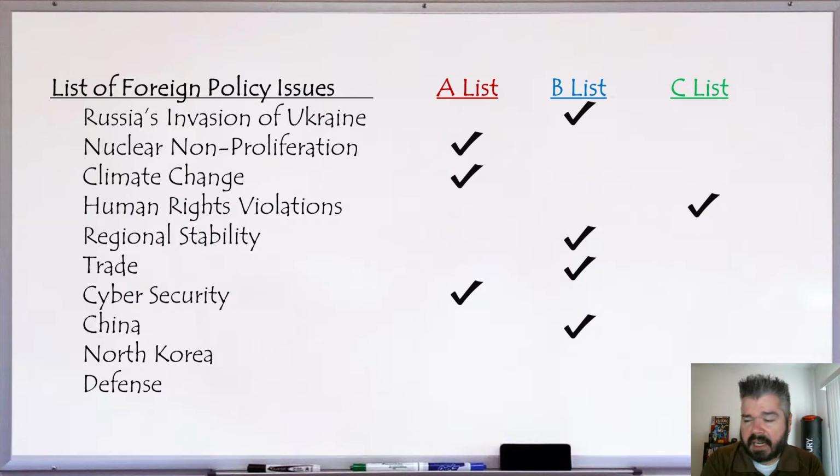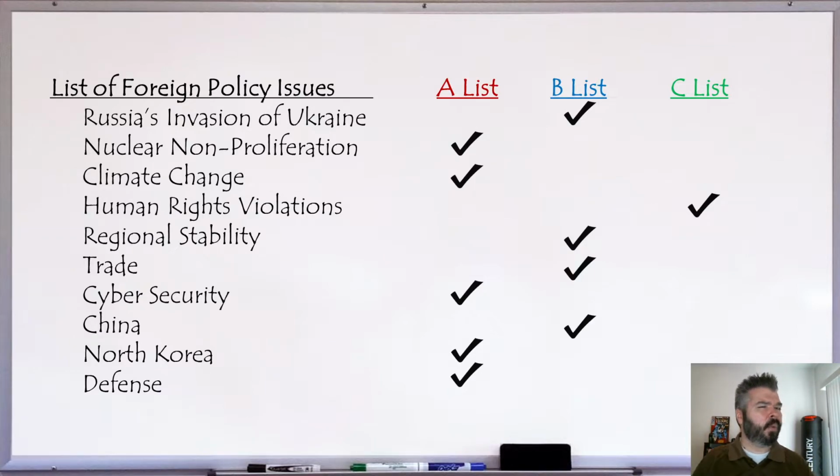Anyways, China, this is on the B list. It's a direct, immediate challenge to our interest, but right now, not to our survival. China depends upon our economy just as much as we depend upon theirs in the context of trade. North Korea, well, given the fact they have threatened to nuke us before, North Korea belongs on the A list. And defense, again, without proper defenses, our survival is challenged.